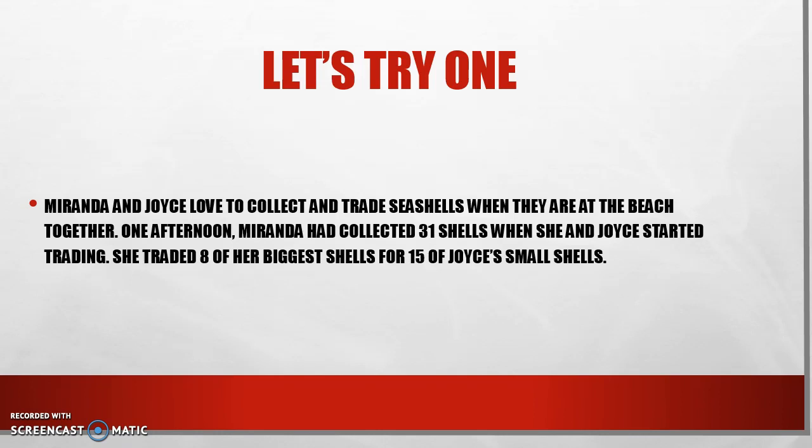And so in this instance, we know that the numbers they would extract would be 31, because Miranda had 31 shells. Then we also know that she traded 8 of her biggest shells for 15 of Joyce's small shells. When we look at the word traded, we know that traded means that an exchange happened, meaning that she had to subtract some of hers. And those are the kind of things you want to think aloud to make sure those students understand how they should approach a particular problem.